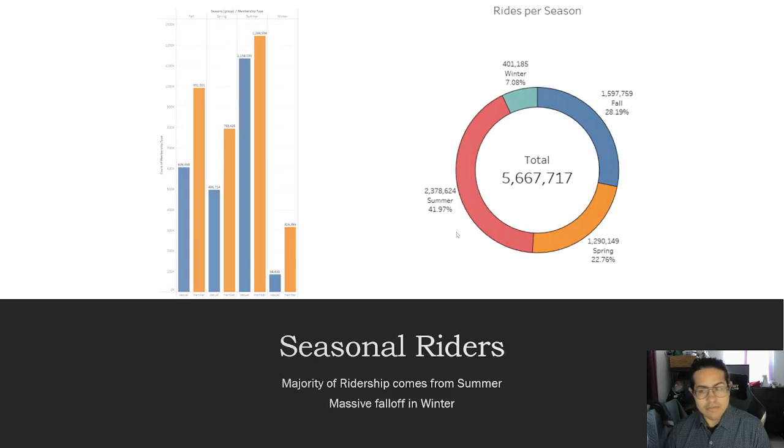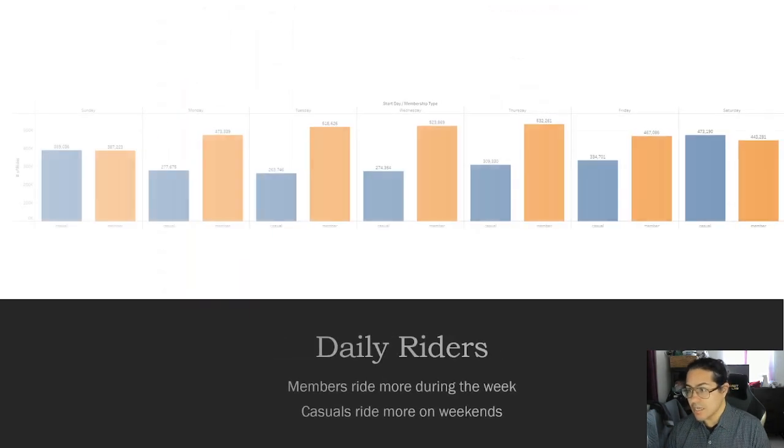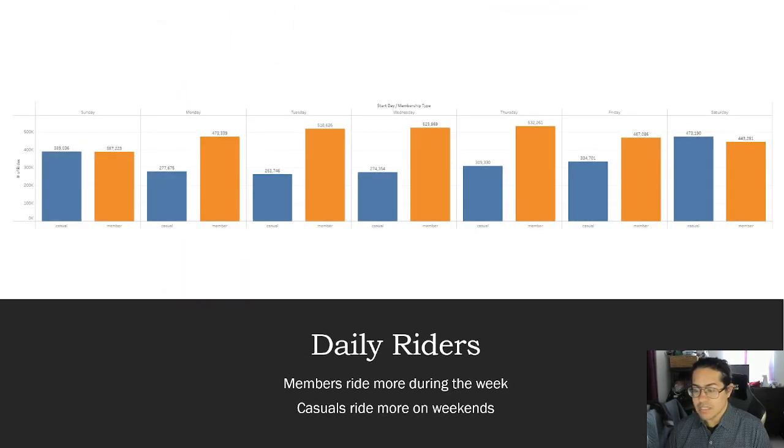So if we dive into that even further and look at a daily basis, we can see that members typically ride more during the week. They ride more, almost double actually, on Monday, Tuesday, and Wednesday, and ride substantially more on Thursday and Friday. On Friday, the gap starts to close until on Saturday and Sunday, when actually more casual riders ride than members.